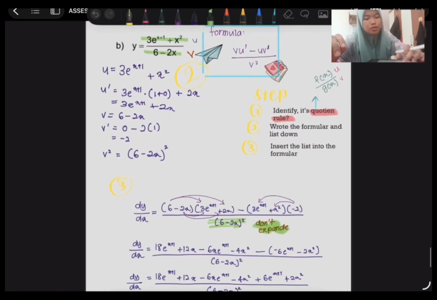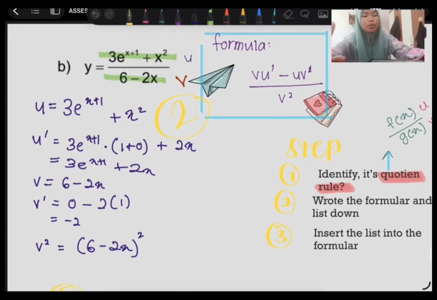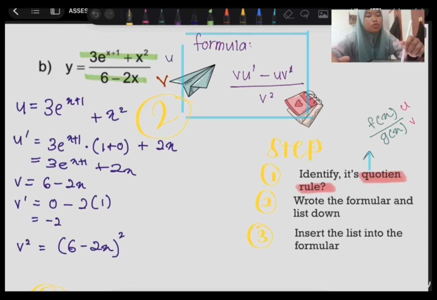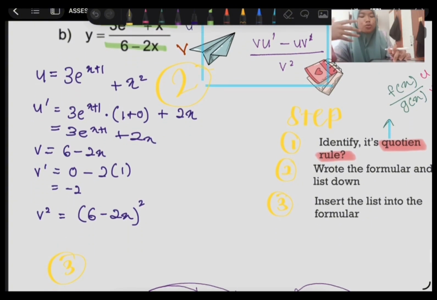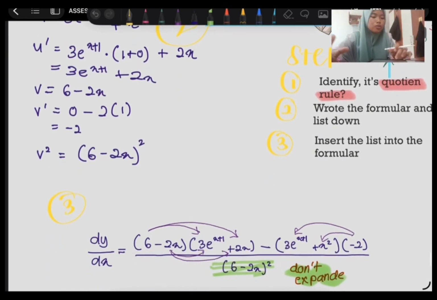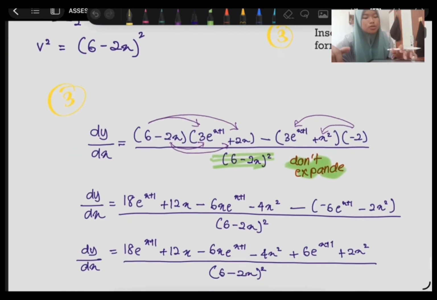So for equation B, when you see two functions in a fractional form, that is the quotient rule. So what is the formula for the quotient rule? The formula is vu prime minus uv prime over v squared. So from the equation given, we need to identify u and v. So u is the equation at the above, and v is the equation at the below. So from the formula, list down what is u prime, v prime, and v squared. After we already list it down, just insert what we listed into the formula.